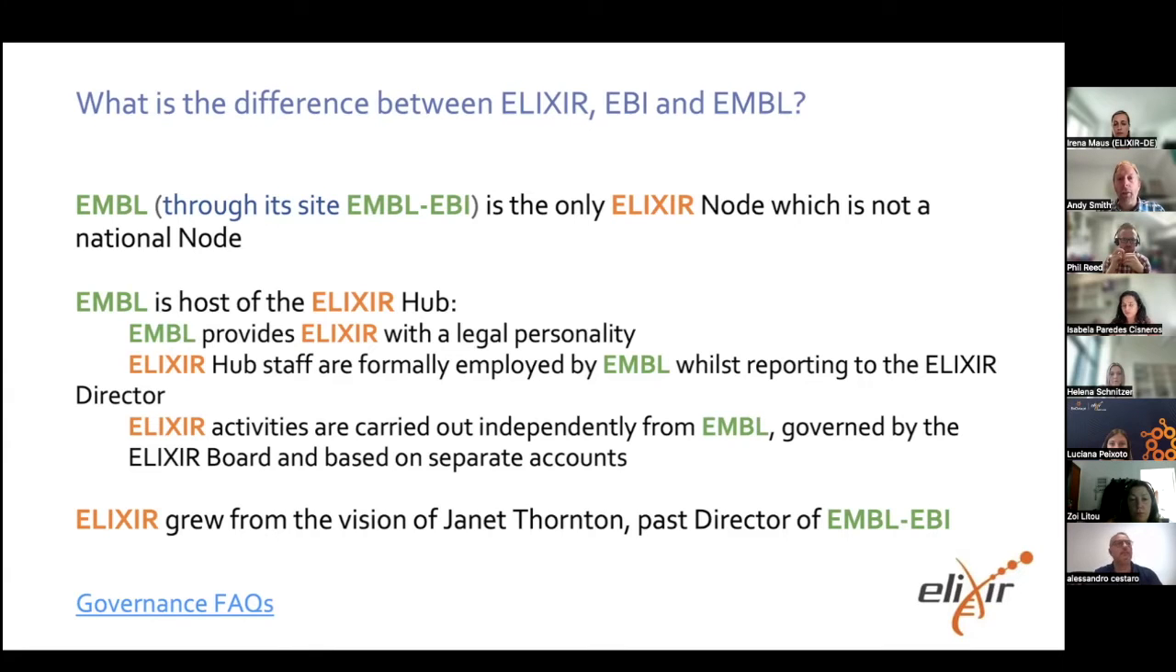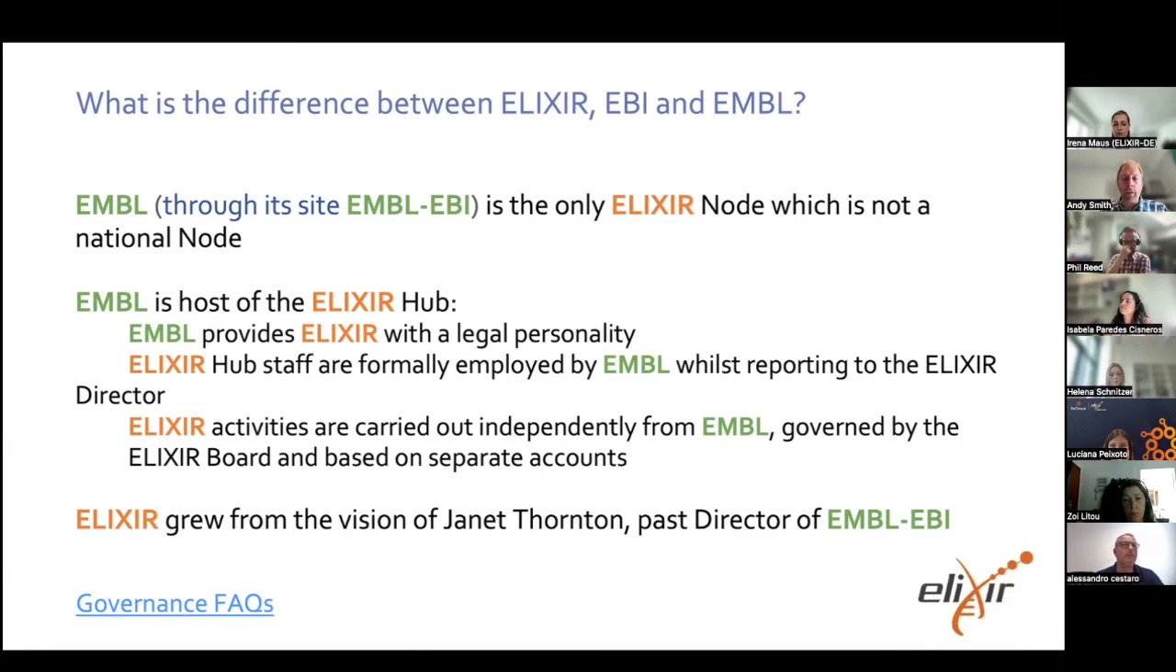However, governance and budgets are completely ring-fenced between EMBL, which has its own member states, and Elixir. Okay, so the member states of Elixir provide a financial contribution, and that's implemented through our scientific program, which I'll mention in a moment. So governance, decisions, scientific implementation, they're all completely separate between Elixir and EMBL.